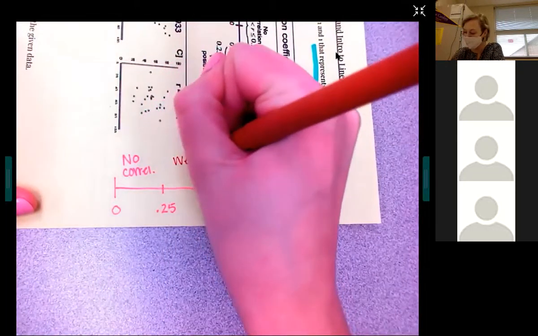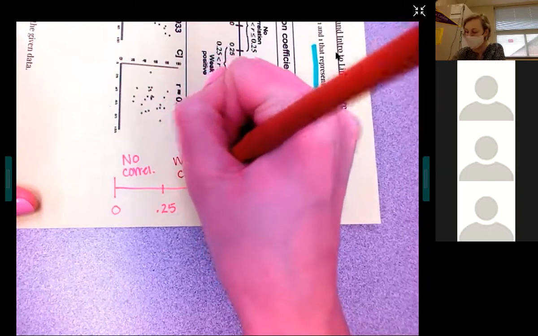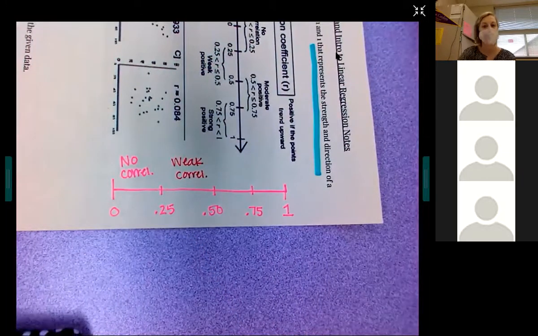Weak correlation. There we go. You can't get much, but you can get a little bit. So if it's in between 25 cents and 50 cents, it's going to be weak. Is everybody okay? All right.